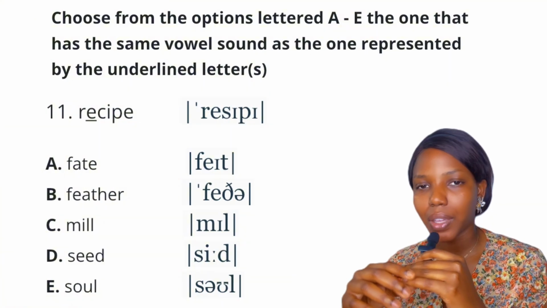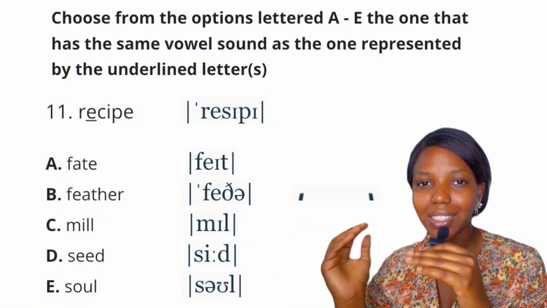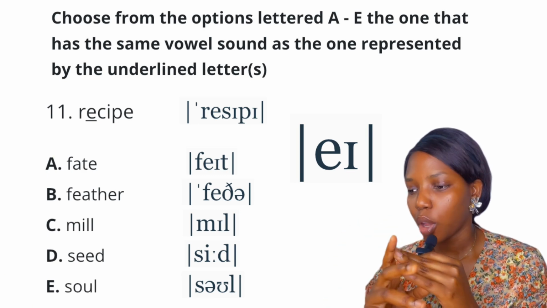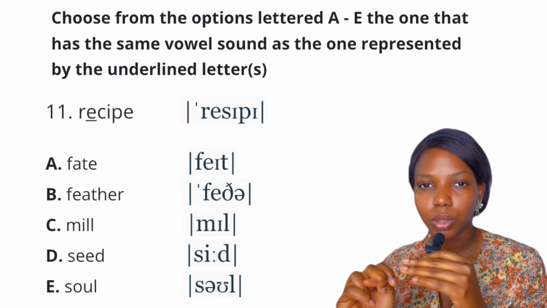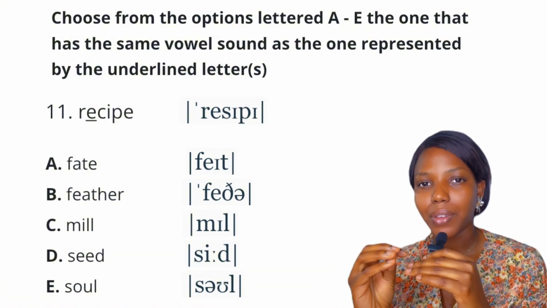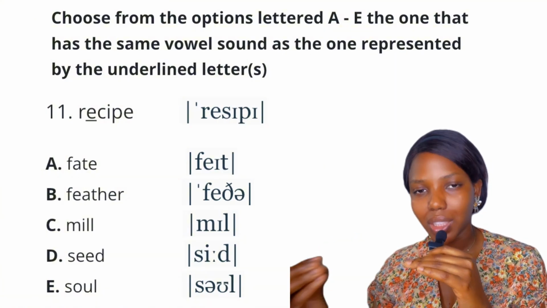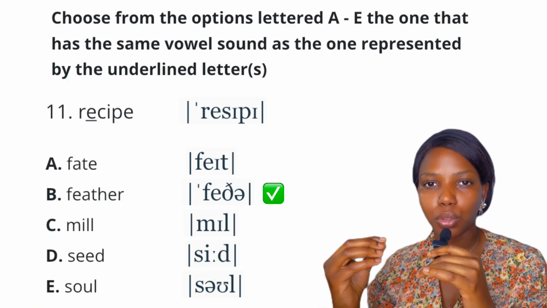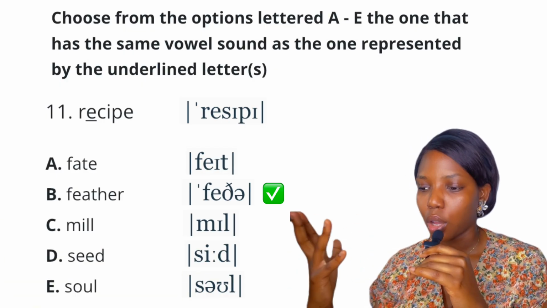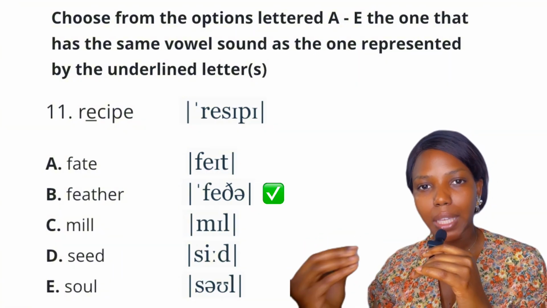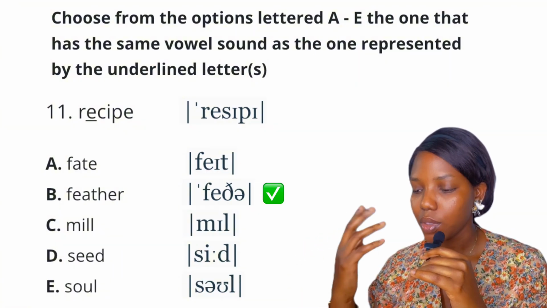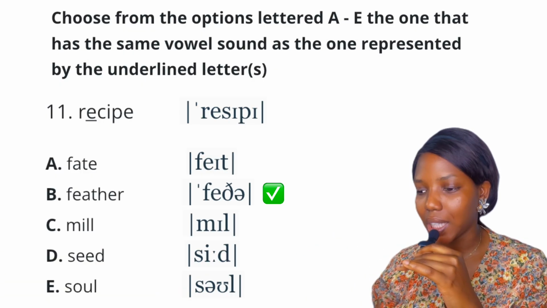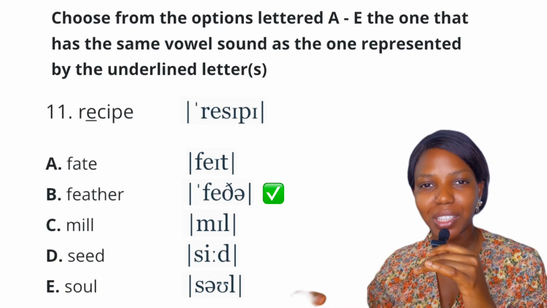Okay, so option A, we have fate. A, this is a diphthong you cannot separate. Okay, when you see the sound, it's a diphthong. Option B, we have two vowel sounds in option B, feather. So this is the answer to this question because it has the sound. Option C, we have the short E sound. Option D, we have the long E sound, seed. Option E, we have soul. Oh, it's a diphthong. Okay, so final answer to this question is definitely option B, feather.